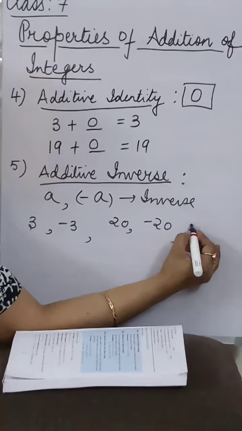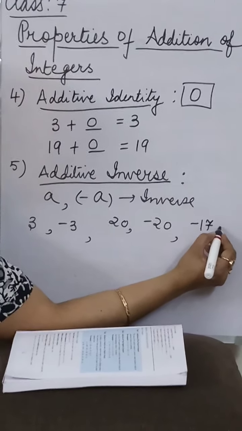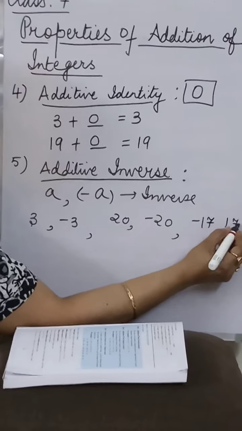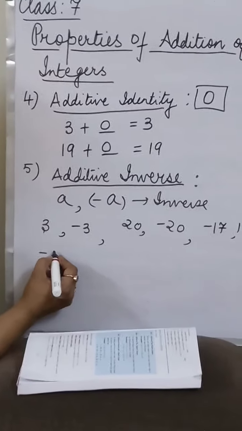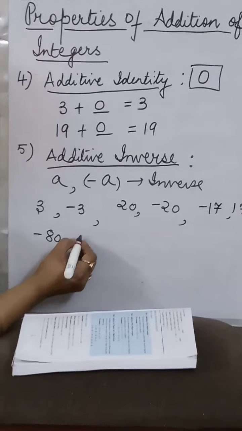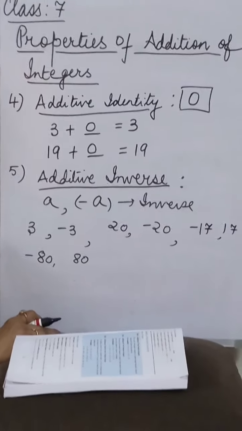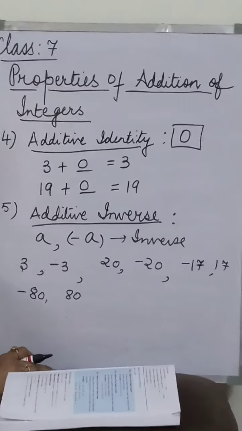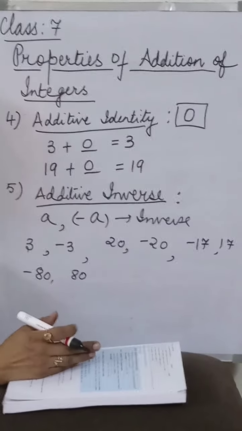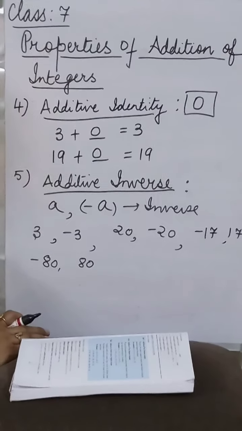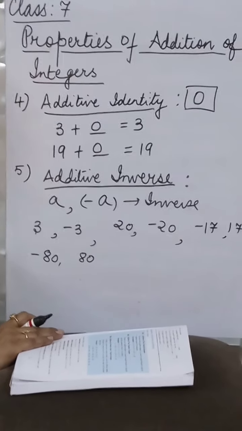If I take the additive inverse of minus 17, then it will become plus 17. Similarly, the additive inverse of minus 80 is plus 80. Additive inverse means the same number with the reverse sign. If it has a plus sign, its inverse will have a minus sign. If the number or integer has a negative sign, then its inverse will have a positive sign.